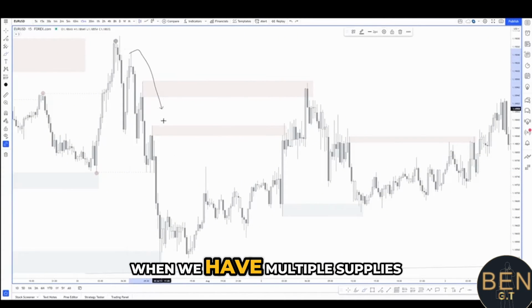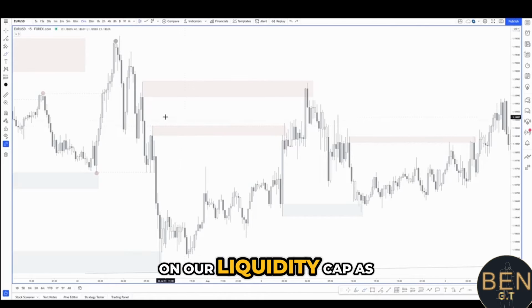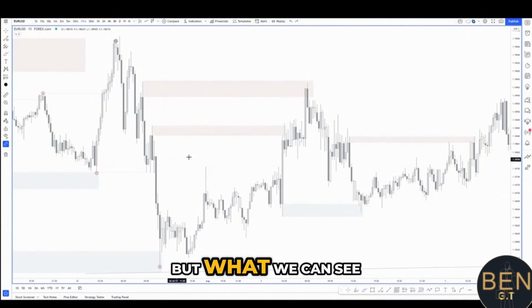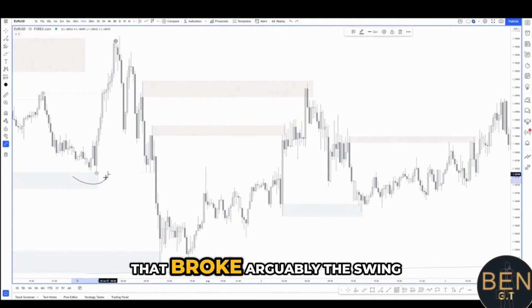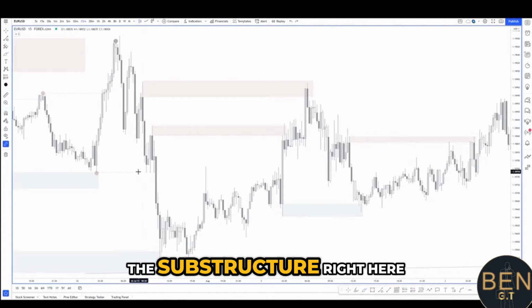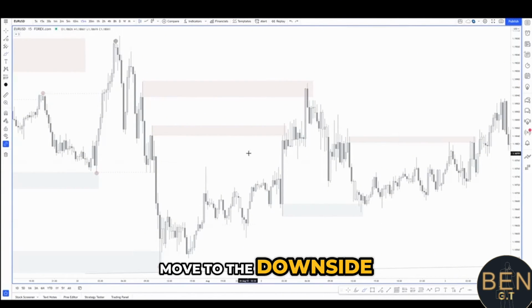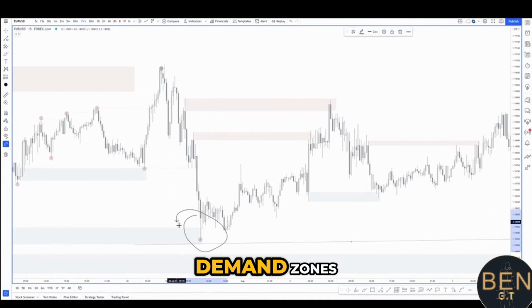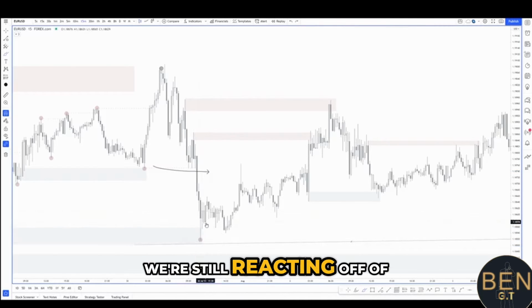Now what we can see is when we have multiple supply zones stacked amongst each other, we have to start putting on our liquidity cap as well, just to understand what's happening from an order flow basis. But what we can see is the very first point of structure that broke arguably the swing low, but also broke some of the substructure right here, the most recent substructure, before we've seen this nice move to the downside. Which again, what we should also take note of is we reacted off of this demand zone. So although we've switched from bullish to bearish, we're still reacting off of demand.